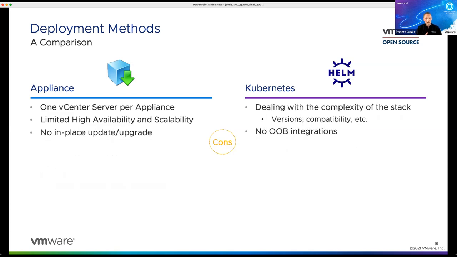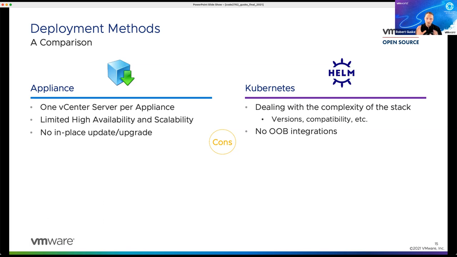And on the con side, again, I've already mentioned it. There's a one-to-one mapping for the appliance. It has limited high availability because it's just one appliance. Same applies for scalability, and no in-place upgrade or updates. So a new version of the VMware appliance means a new rollout. Okay, and on the other hand, on the Kubernetes installation, you definitely have to deal with the complexity of the stack. You do have the verification and version compatibility checks on your own. We do it for you with the appliance, and there is no out-of-the-box integration.